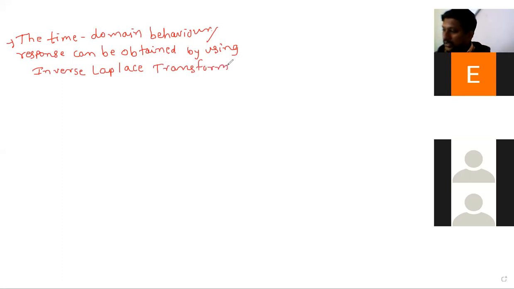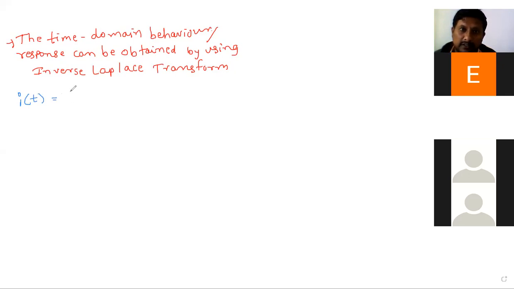So equation 2 is in the S domain. If you apply the inverse Laplace transform to equation number 2, then you can get the time domain expression, that is i(t). In the time domain you can get it by inverse Laplace. How to apply that, I will tell.